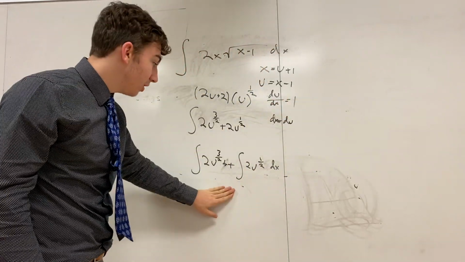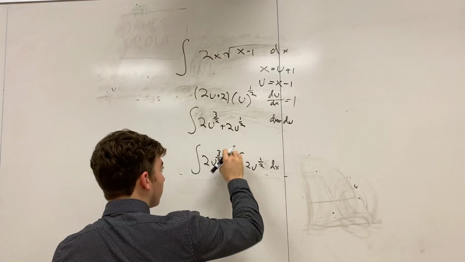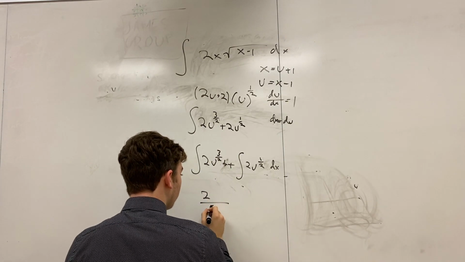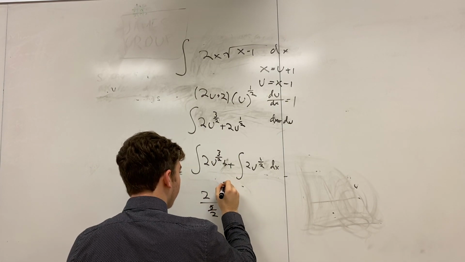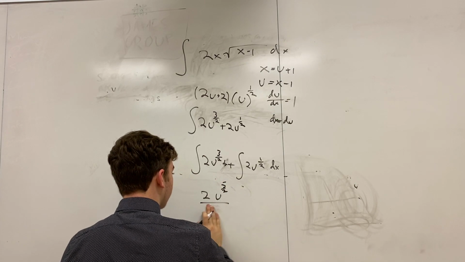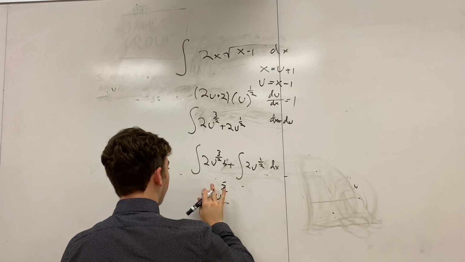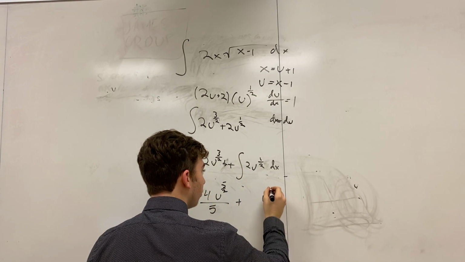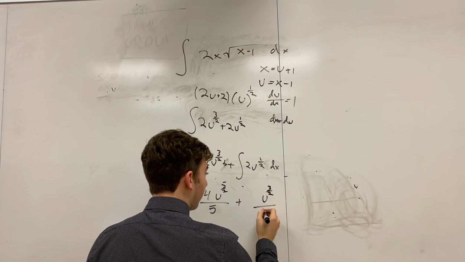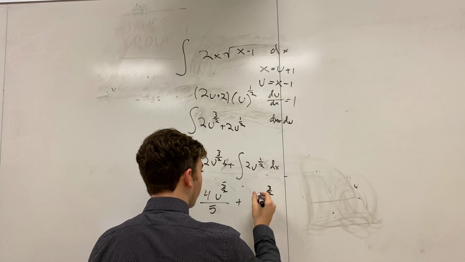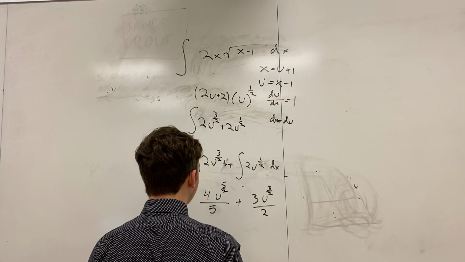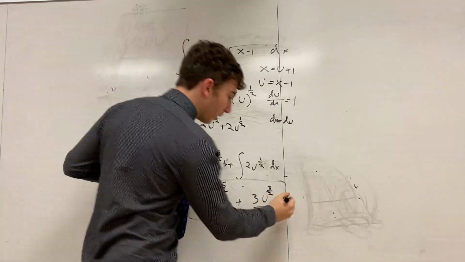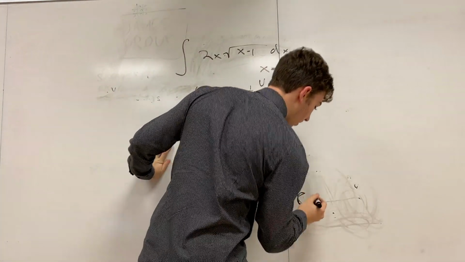So now we just need to integrate this part. We add 1, that's 5 over 2, then we divide by 5 over 2, so it's 2 divided by 5 over 2, and then u to the 5 over 2, and that simplifies to 4 over 5. Then for this one here, exact same thing, we add 1, so u to the 3 over 2, divide by 3 over 2, so that's 2, bring the 3 to the top, the 2's cancel out, and that's our final answer, plus c.